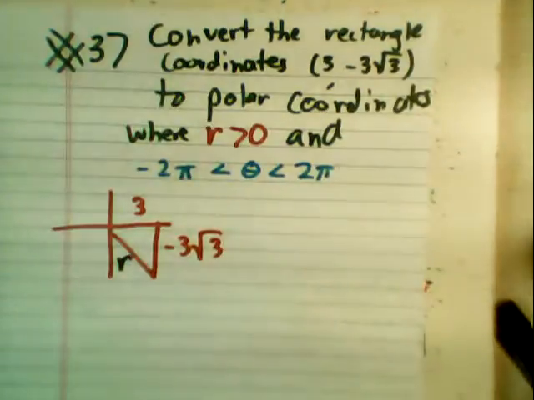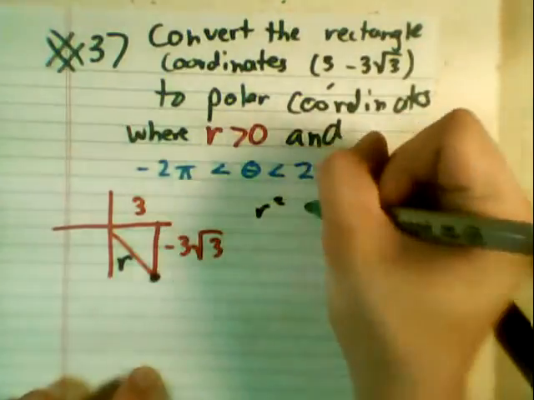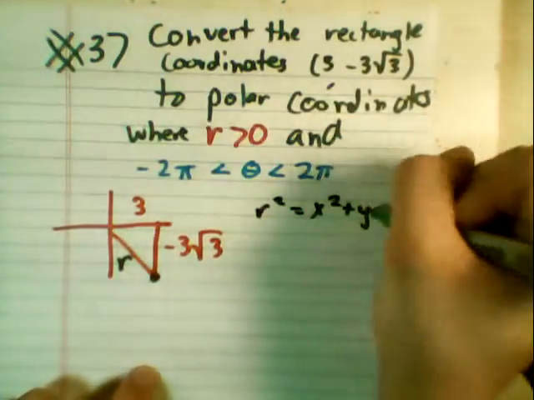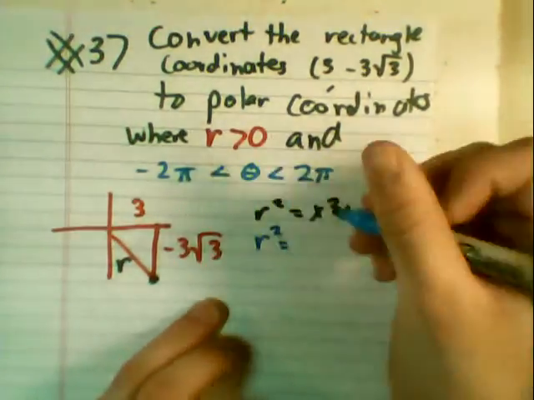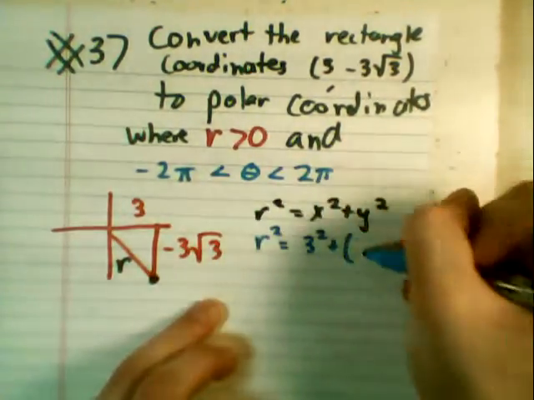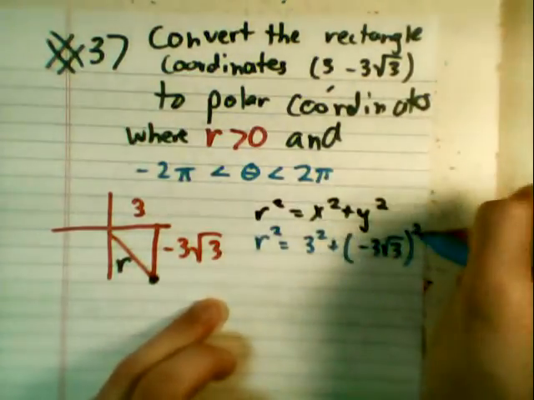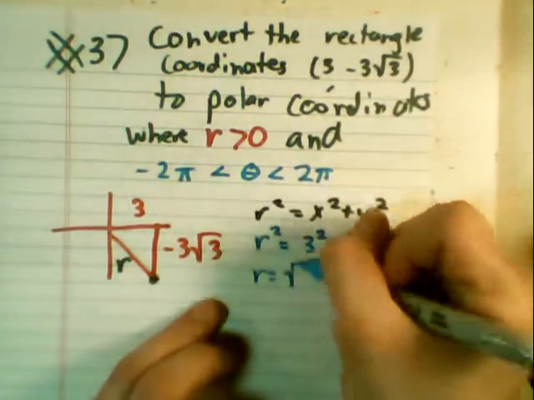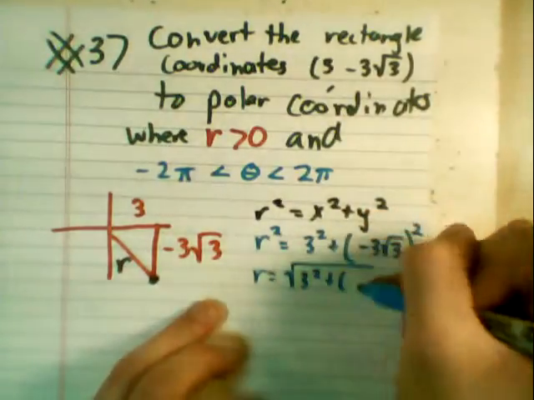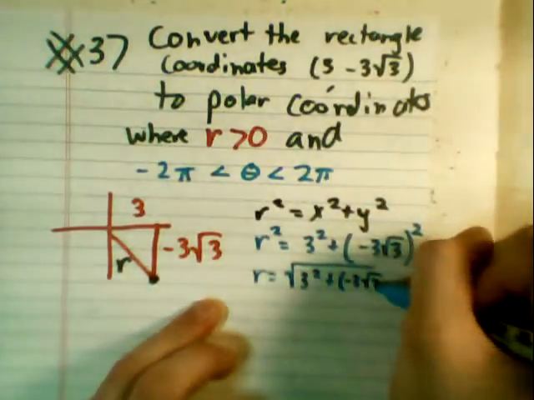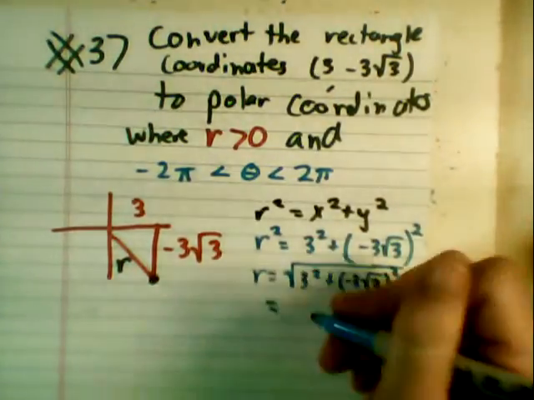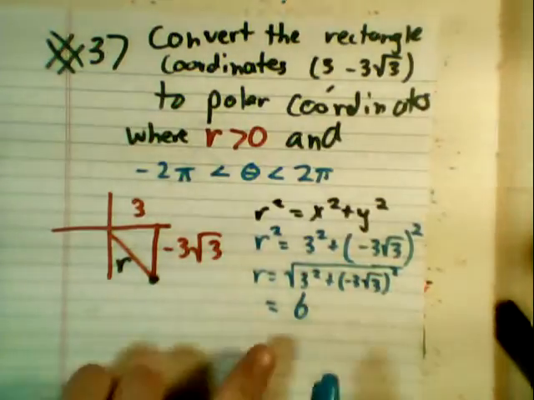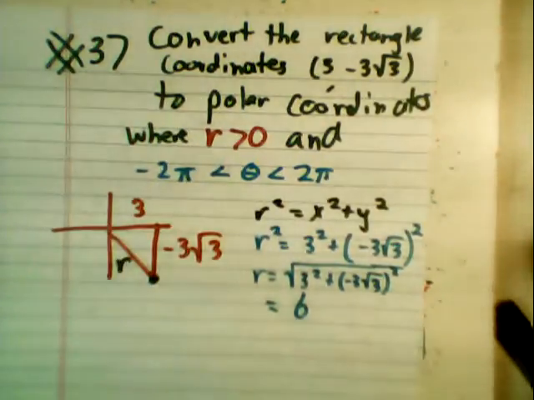And we need to find our radius to this point. So, of course, let's use the Pythagorean theorem. r squared equals 3 squared plus (-3√3) squared. r equals the square root of basically that. And once you plug that into your calculator, you get that r equals 6. So our r is positive, so we got that.